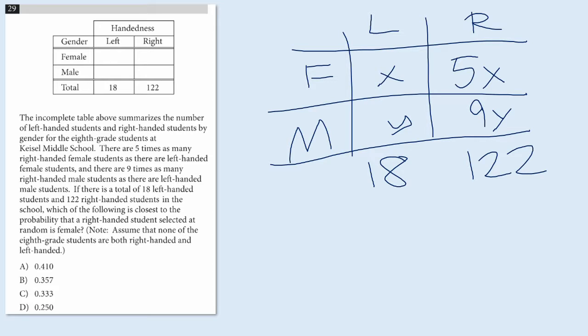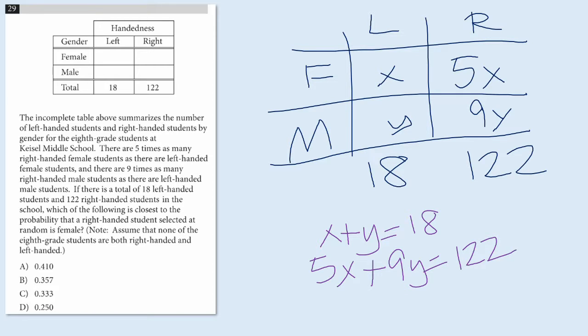Okay, so there are a couple of ways that you could approach this. You could set up a system of equations and say x plus y equals 18. That's the total number of left-handed students. And then you can say 5x plus 9y equals 122. And that second column is the total number of right-handed students. And then you can go ahead and solve the system of equations.